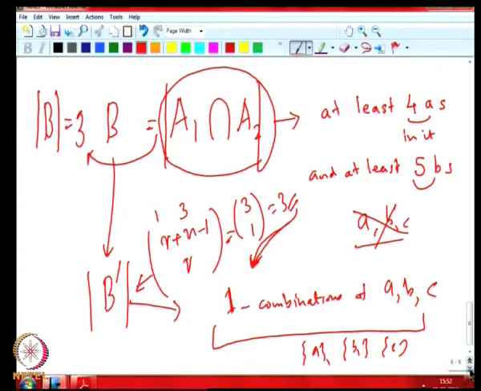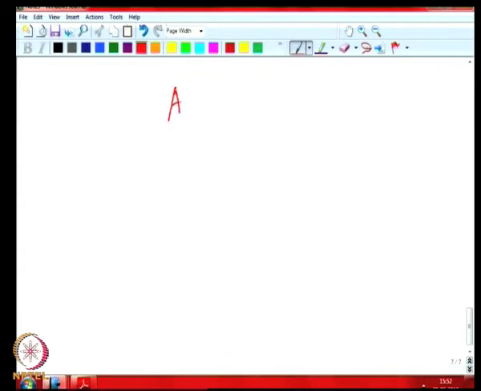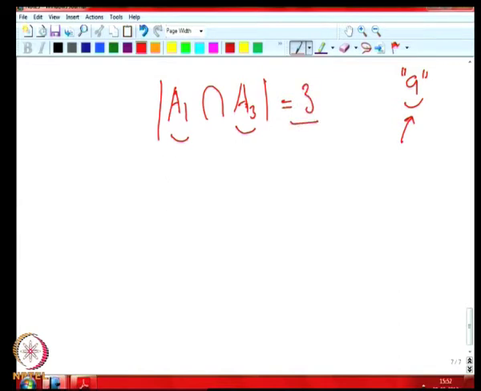Similarly, we can find the cardinality of A1 intersection A3. What is it? There should be at least 4 A's and 5 C's. That means 9 things are already taken in the 10 combination, only 1 can be taken. By the same argument as before, we can do it in only 3 ways.